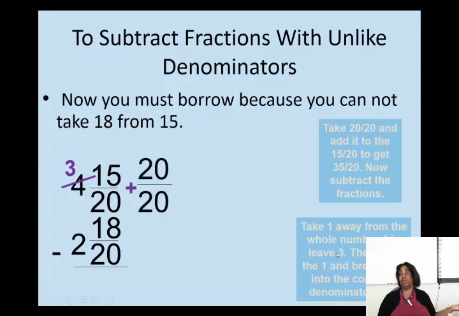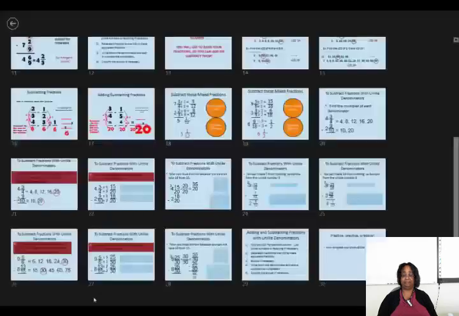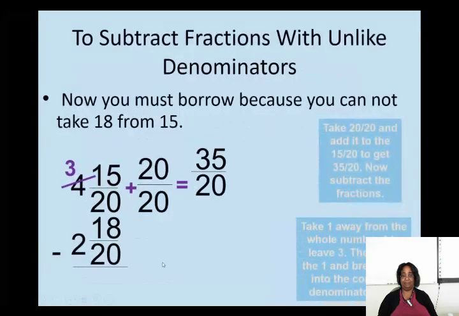Isn't 20 over 20 still 1? I just have to break it up into pieces so that I can make my fraction on top bigger. And the pieces are the common denominator over itself. So take 20 over 20 and add it to the 15 over 20 to get 35 over 20. Now I can subtract because I have 35 instead of 15. And what is 18 from 35? Oh, I'm sorry. How did that happen? 17? Okay, let's see.